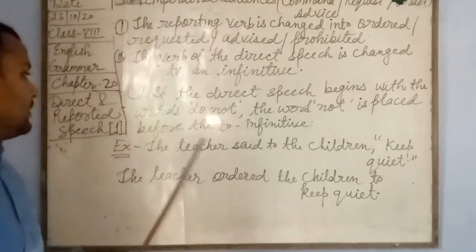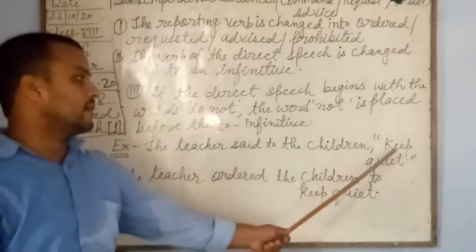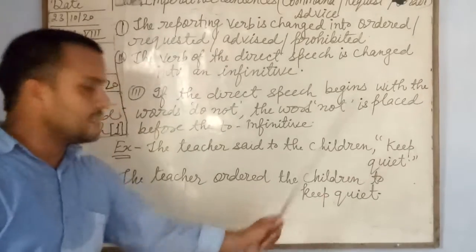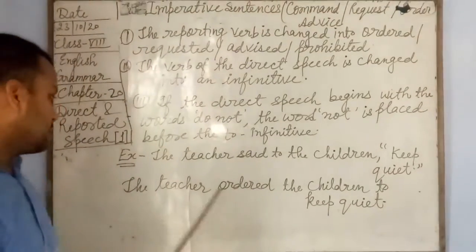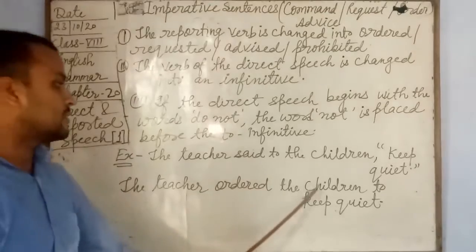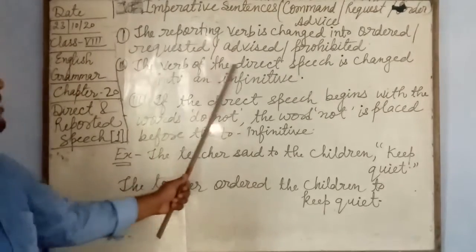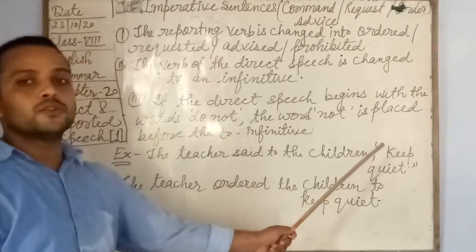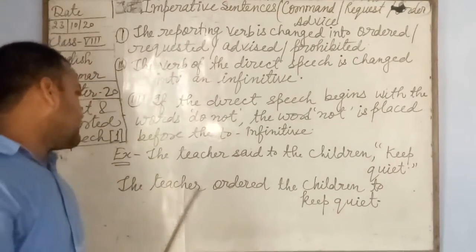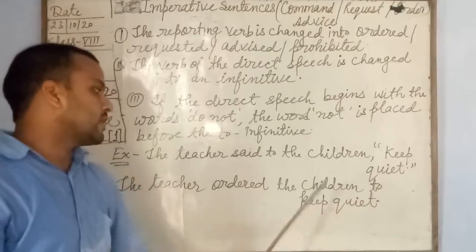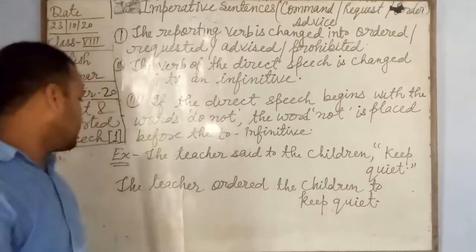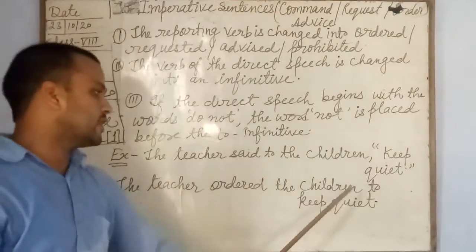Now see the example. The teacher said to the children, "Keep quiet." What is the sense? Order. So the teacher ordered the children. Second rule: the verb of the direct speech is changed into an infinitive, means we will use "to" before the verb. The teacher ordered the children to keep quiet.